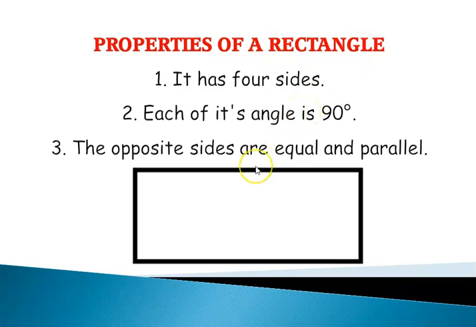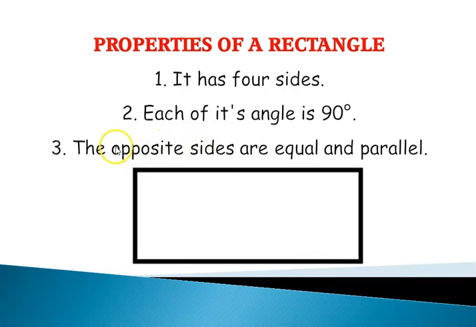Now the first says it has 4 sides. You can see 4 sides, and then each of its angles is 90 degrees. Even from the diagram you can see that this is a right angle. So each of these angles is 90 degrees, and by the time you add 90 plus 90 plus 90 plus 90 it gives you 360 degrees, which is also one of the properties of a quadrilateral.